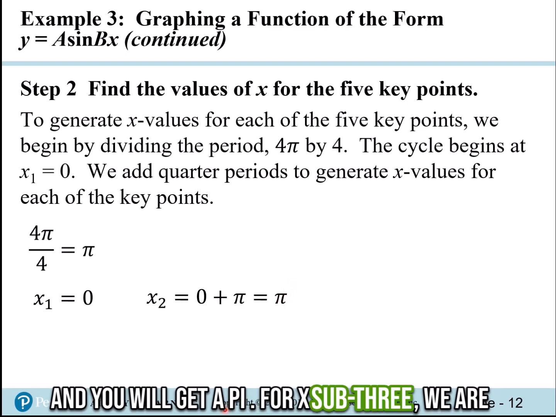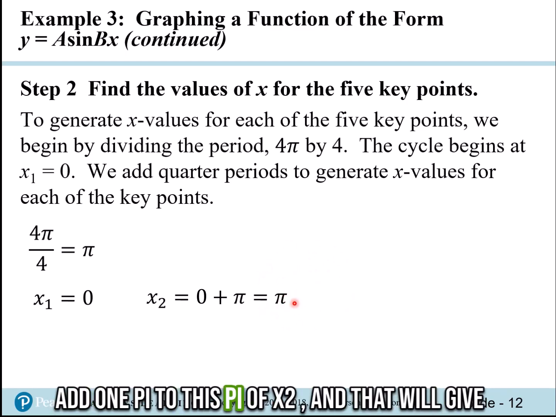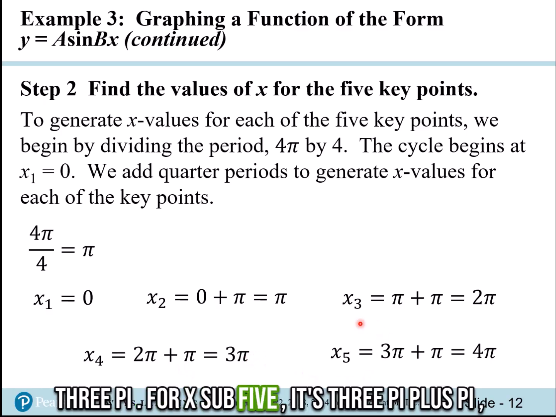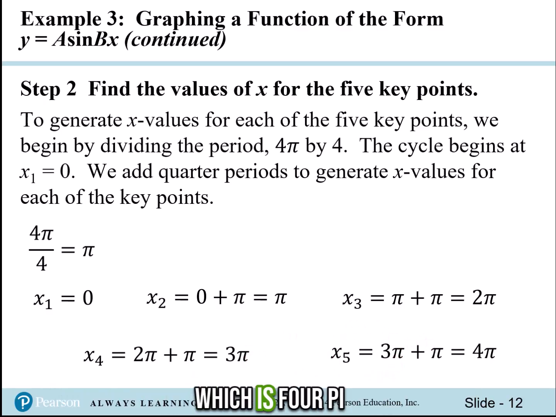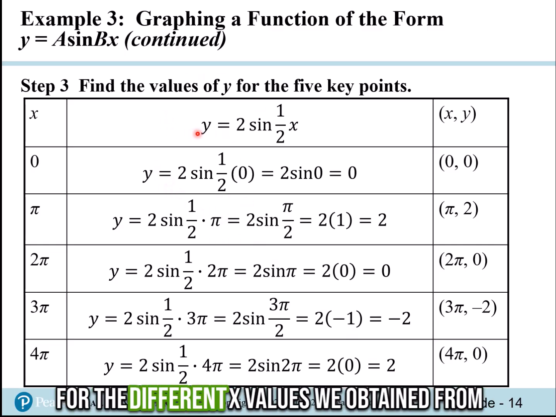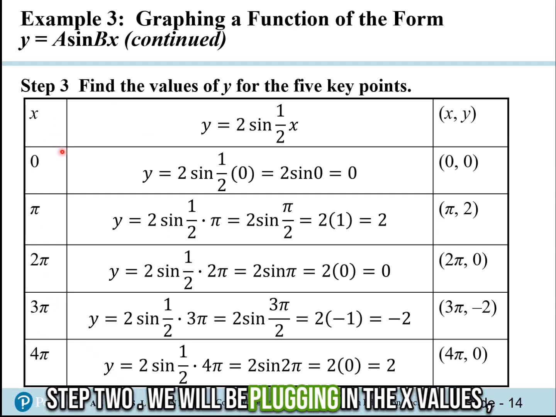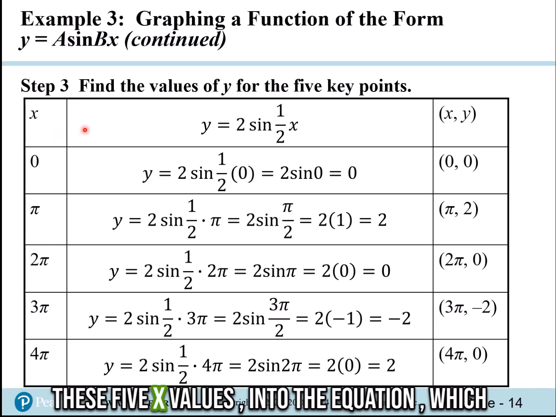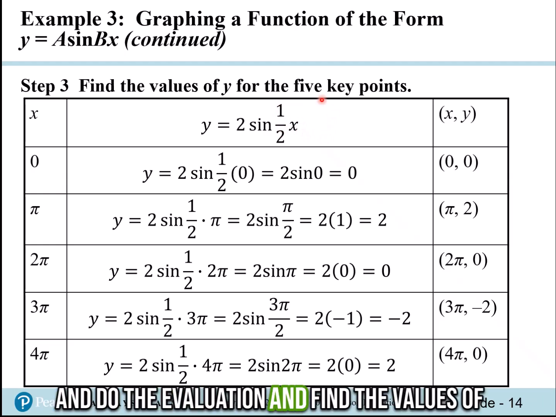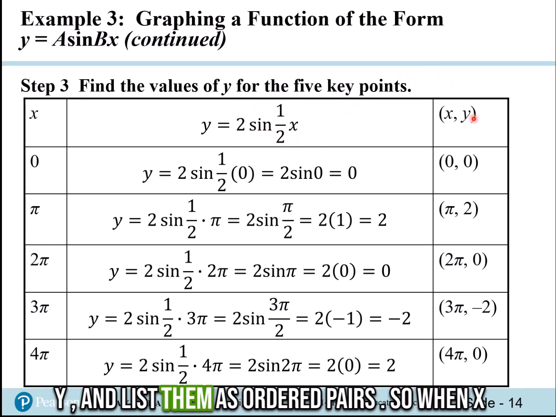For x sub 3, we add 1 pi to this pi of x2 and that will give us 2 pi. For x sub 4, it's 2 pi plus pi, 3 pi. For x sub 5, it's 3 pi plus pi, which is 4 pi. In step 3, we will be finding the y values for the different x values we obtained from step 2. We will be plugging in these 5 x values into the equation, which is 2 times sine of half x, and do the evaluation and find the values of y and list them as ordered pairs.